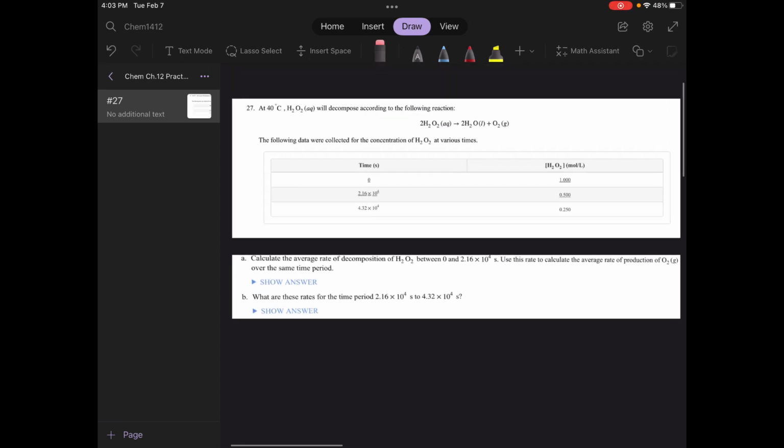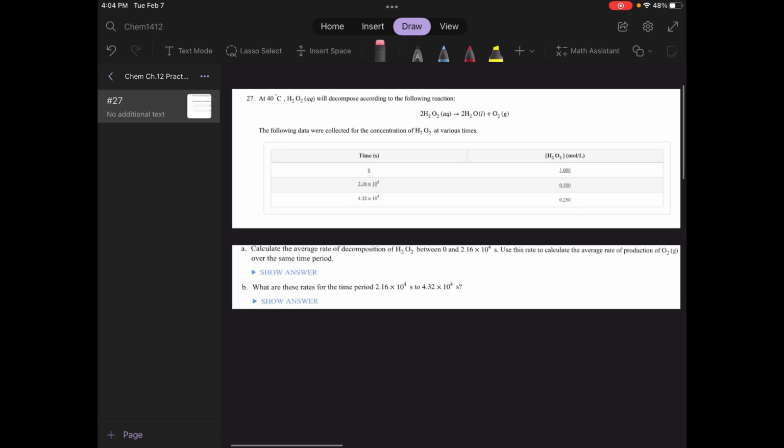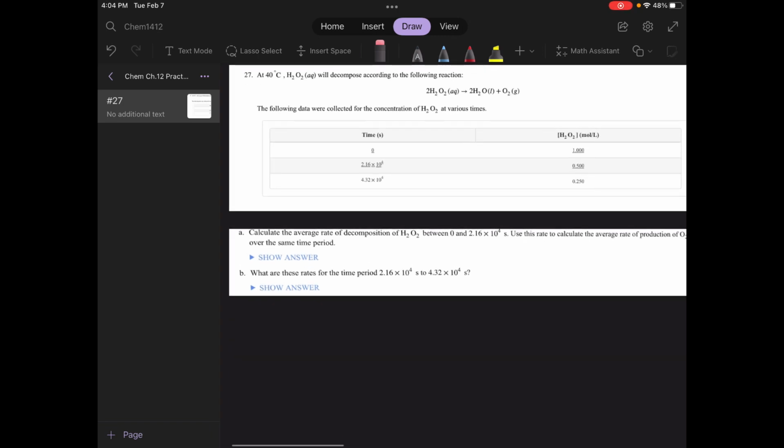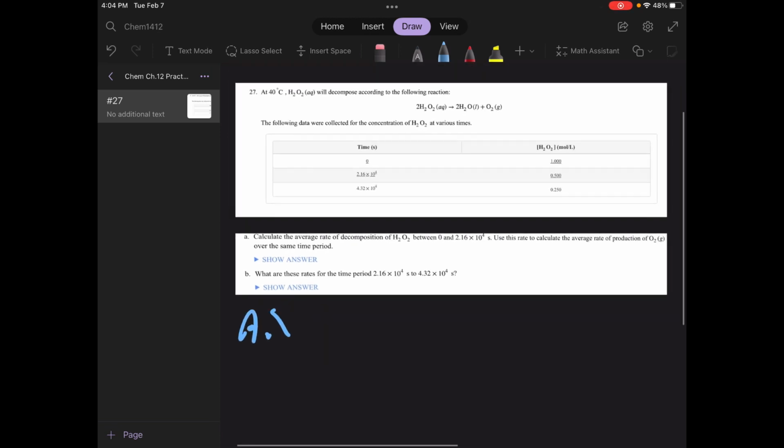Then for part A of the question, it's asking to calculate the average rate of decomposition of H2O2 between 0 to 2.16 times 10 to the 4th seconds, and use this rate to calculate the average rate of production for O2 gas over the same time period. So for part A, let me pull up my marker. Part A of the question is asking for our rate.